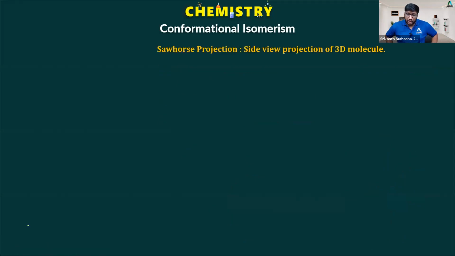Sawhorse position means if you look at the same molecule, I am looking at the molecule like this, you keep the molecule in this fashion. Earlier, this is a carbon-carbon single bond, I was looking at the molecule in this fashion. Now I am keeping the molecule here only, just changing my position. Yes or no? I am looking at the same carbon-carbon bond from a side view. The side view projection of the 3D molecule is what gives the Sawhorse projection.